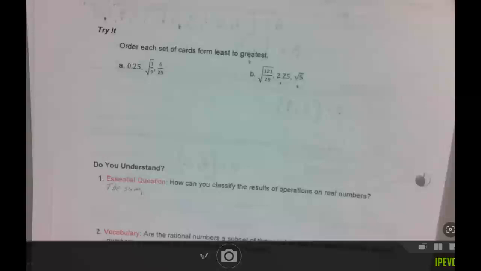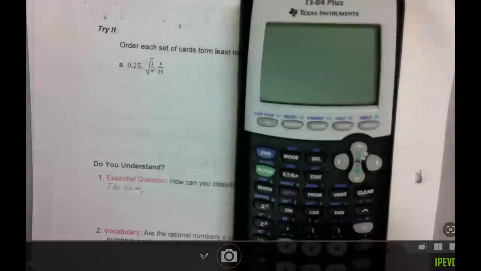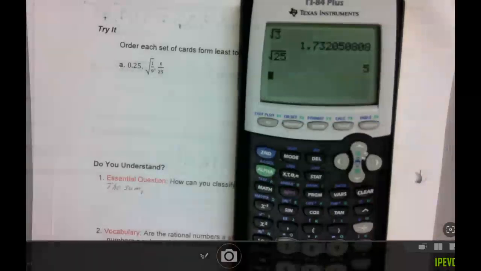Jim is playing a math game where he needs to put a set of three numbers in numerical order. His cards show 40 over 11, 324 divided by 6, and square root of 10. First, put them in decimal form. Okay, so let's put 40 over 11. So pull out your calculator. Okay, everybody have your calculator?